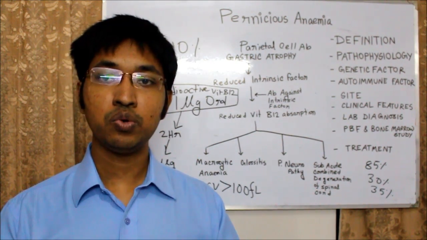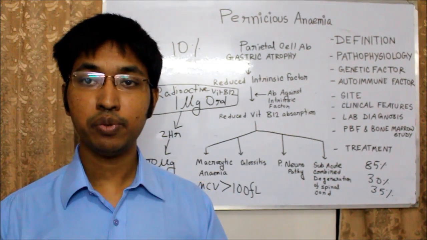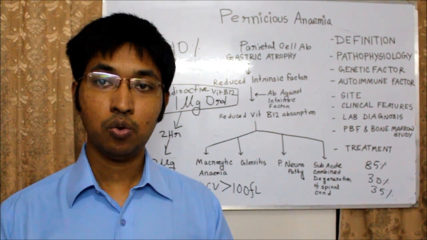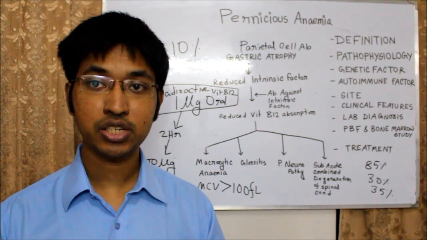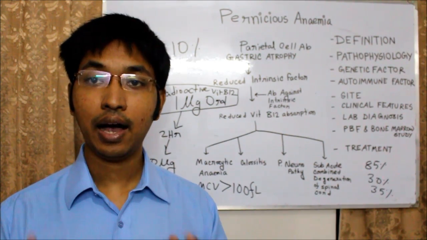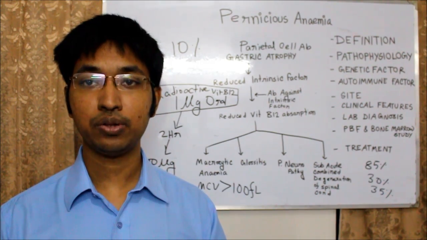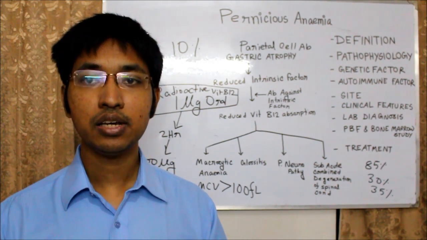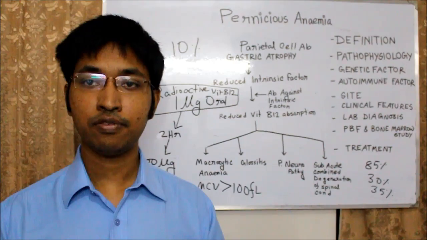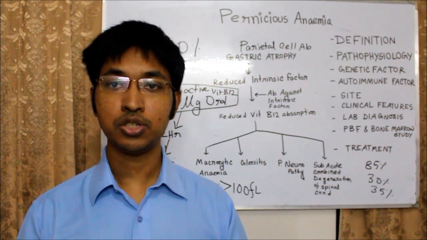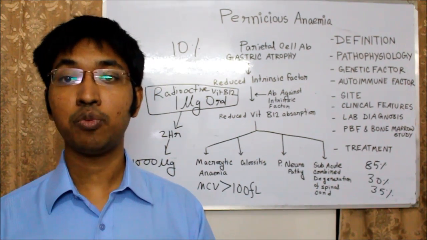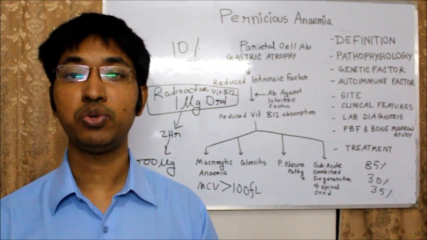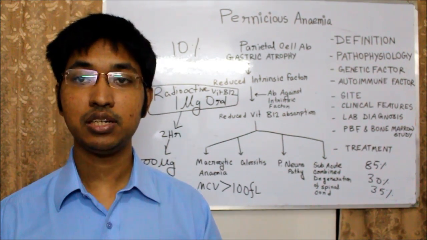So what will we see regarding RBC? There will be oval macrocytes. One important finding in the peripheral blood of a pernicious anemia patient is the presence of hypersegmented neutrophils. Normally neutrophils have 3 to 5 lobes. But in case of pernicious anemia, they may have more than 5 lobes. Then that will be known as hypersegmented neutrophil.